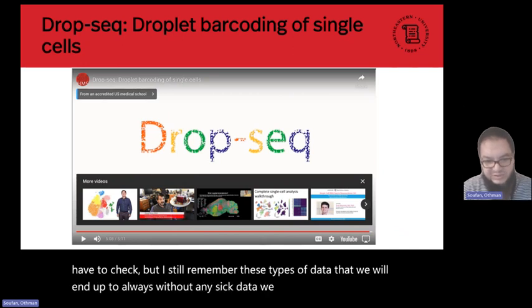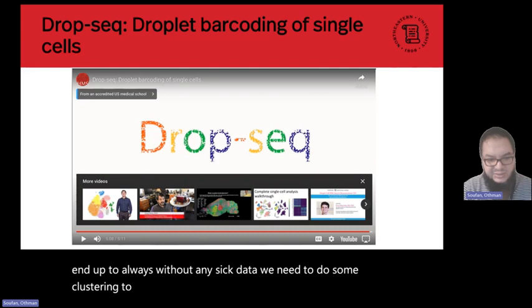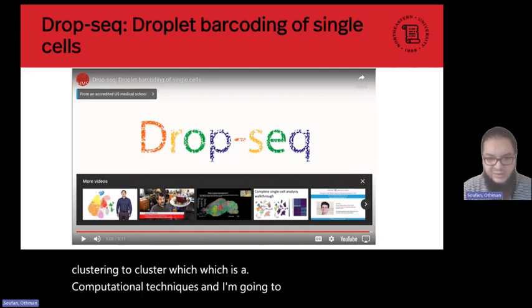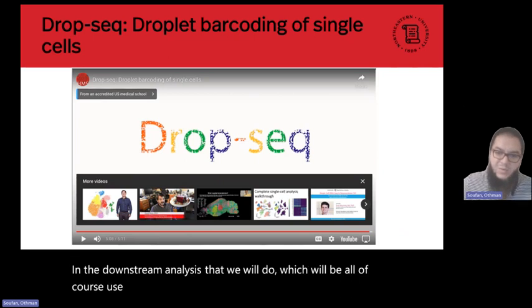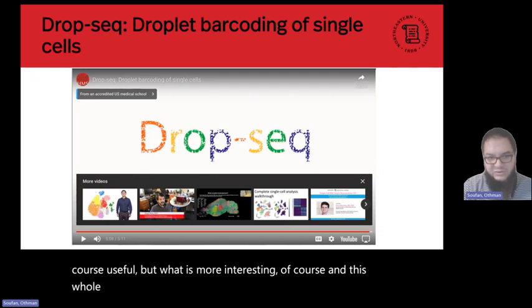We need to do some clustering, which is a computational technique. And I'm going to highlight this method in the downstream analysis that we'll do, which will be, of course, useful.